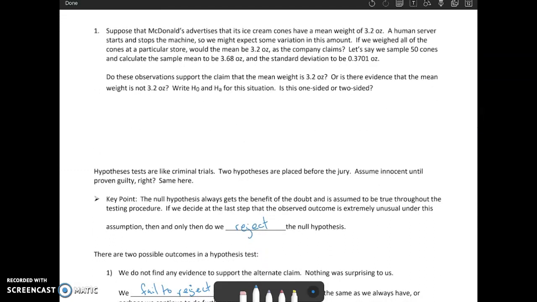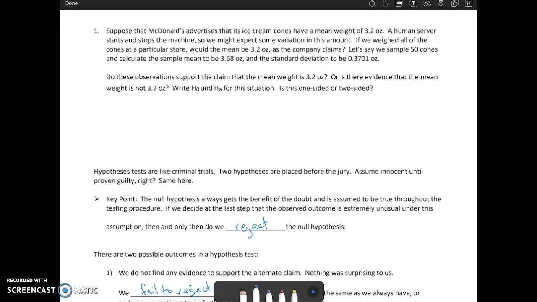It says, suppose that McDonald's advertises that its ice cream cones have a mean weight of 3.2 ounces. A human server starts and stops the machine, so we might expect some variation in this amount. If we weighed all the cones at a particular store, would the mean really be 3.2 ounces as the company claims? So that's kind of our question. Do we believe what the company is claiming?